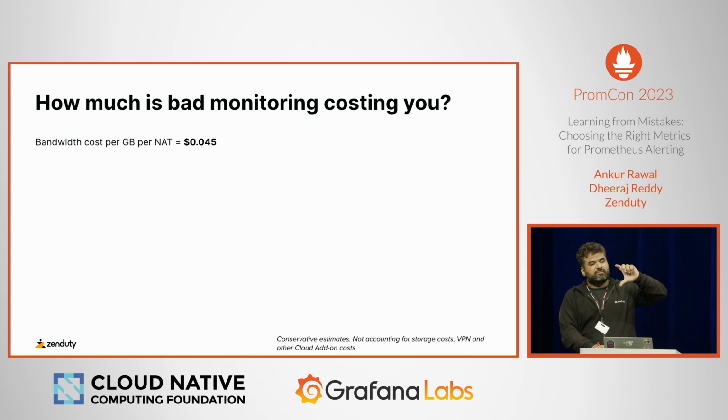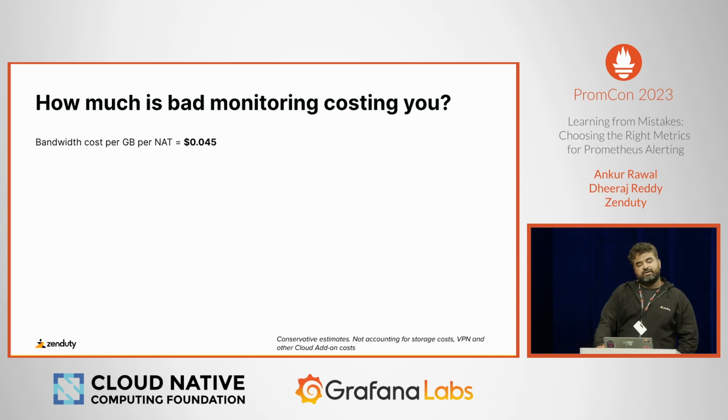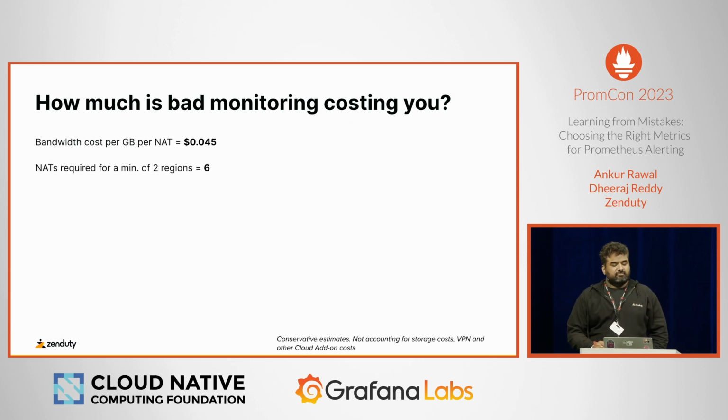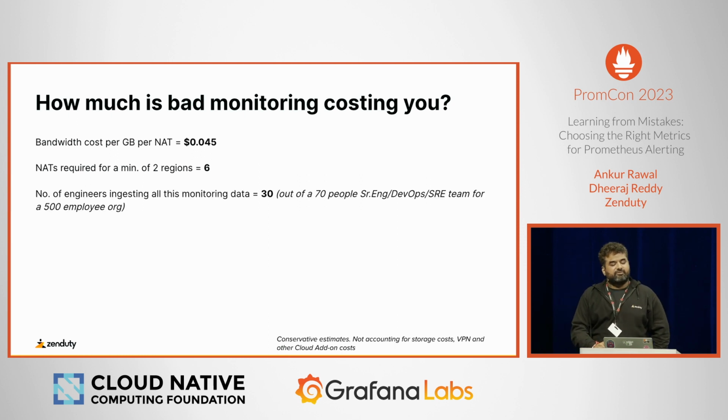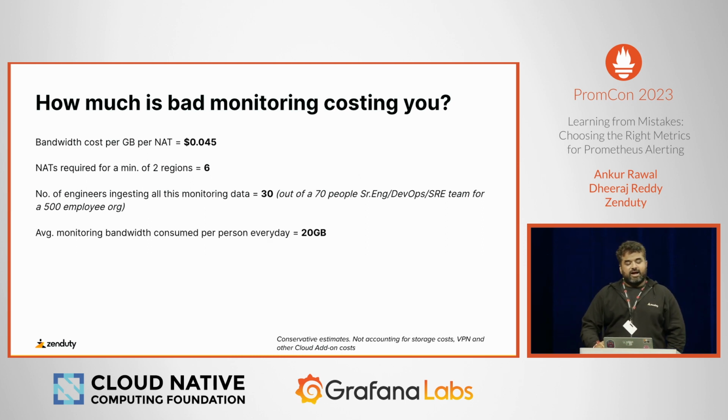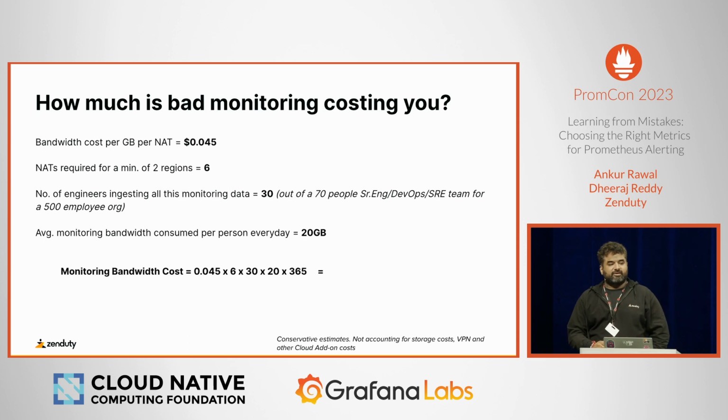This cost is based on some region of a particular cloud. Just to give you an example, you already know our per GB cost for our NAT, and when you're setting up a NAT, you will be setting up multiple regions, multiple HA for NAT, right? So 6 NATs will be required. For a given team of, we assume, 500 people, we'll have 30 engineers actually consuming the data from Prometheus, and this much average monitoring bandwidth consumed per person every day. We think this is very little, but this is the cost we get when we multiply everything. This is $59,000 roughly, right?